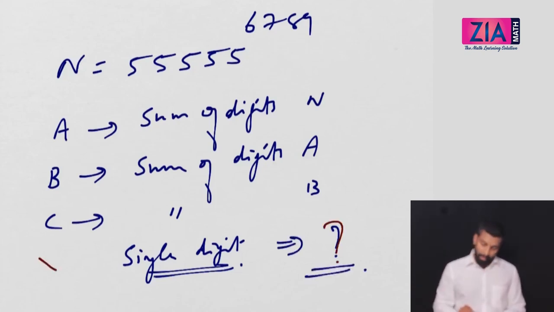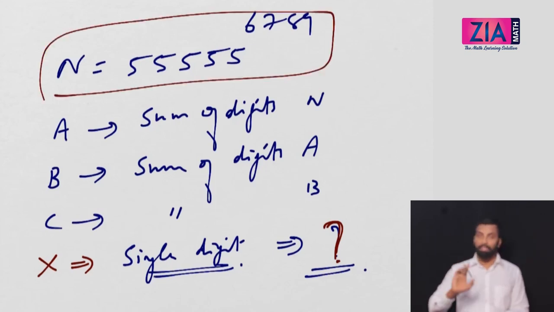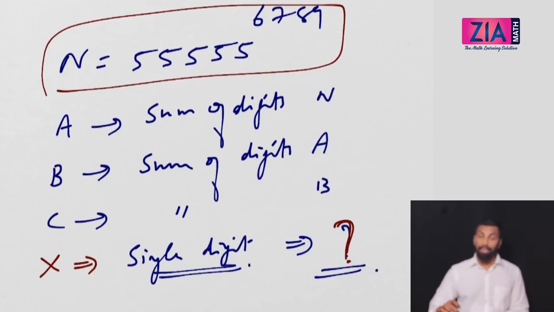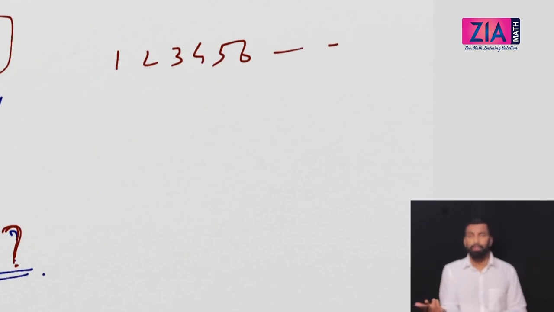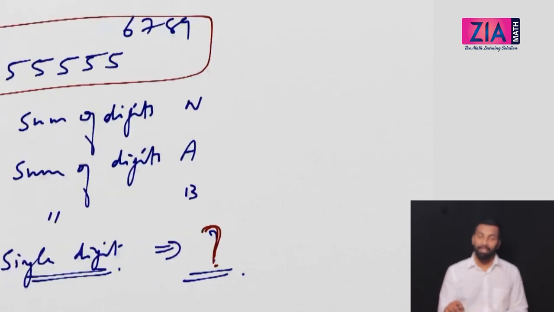Finally you get a number X, that is a single digit. What is that X value? Can you find it? I hope you understood, right? You have a bigger number, you take the sum of digits, you take the sum of digits. Remember, in the case of divisibility of 9, we took the sum of digits of 1, 2, 3, 4, 5, 6 up to 50 or something. I think I have discussed this, right? So the same logic you need to apply here.